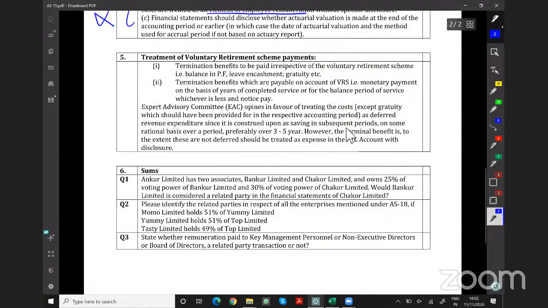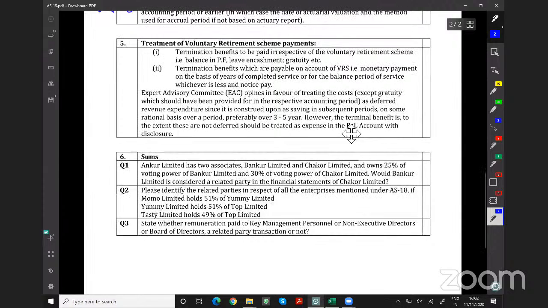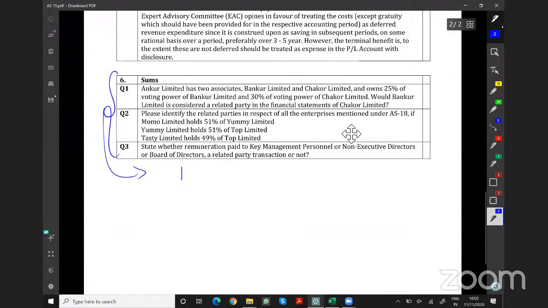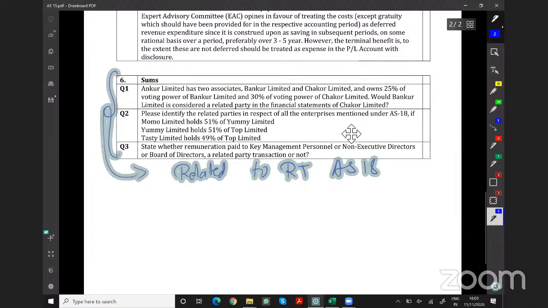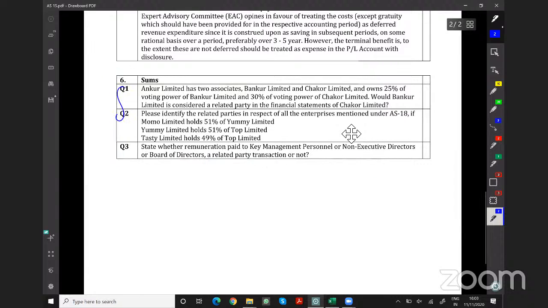So after AS 15, we will jump to the next. These sums are related to related parties, which is Accounting Standard 18. So please, we will cover the same there. It is just a typo error. AS 18. Sure.